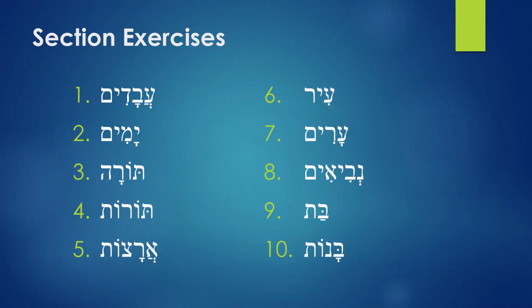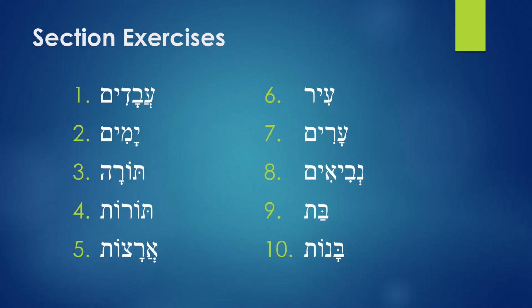Word number 9, we have the word bat. Most of the words ending with tav are feminine. So bat is feminine singular. And the word bat means daughter. So even though you didn't know the ending, by just knowing the meaning of the noun, you would know that bat means daughter, because daughter refers to a female person.